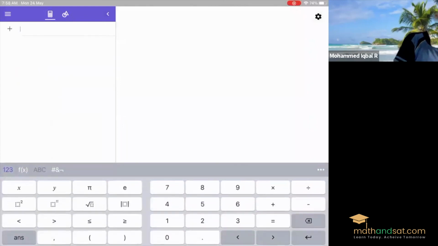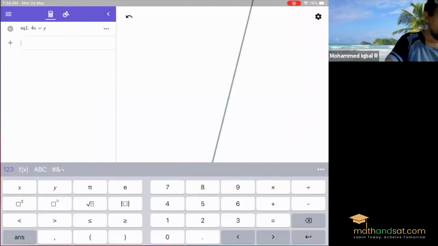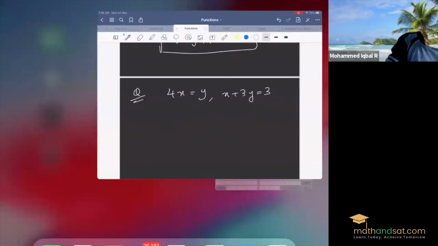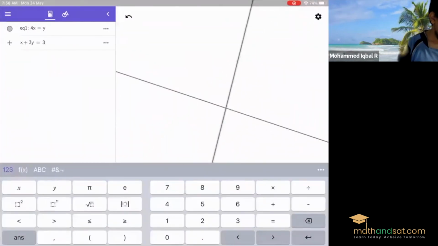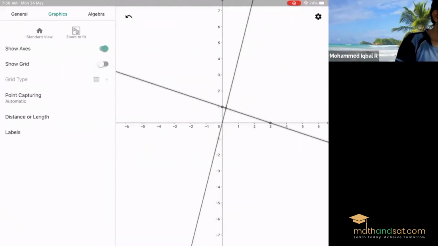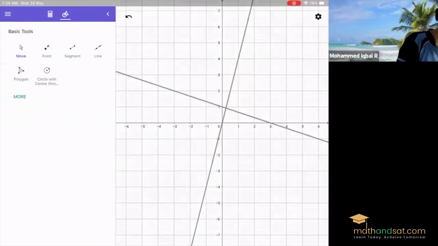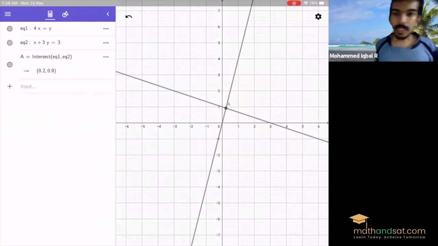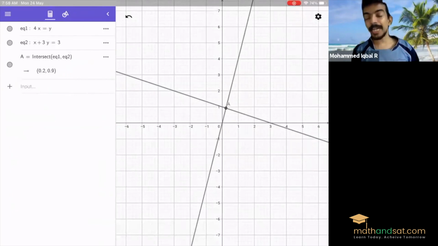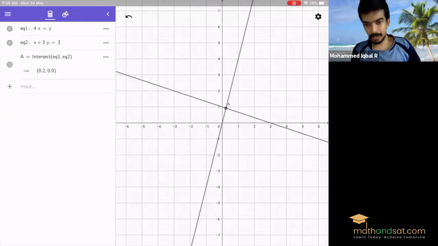So we have 4x is equal to y. x plus 3y is equal to 3. Now, if I take the point of intersection, see, you're not getting good numbers, right?